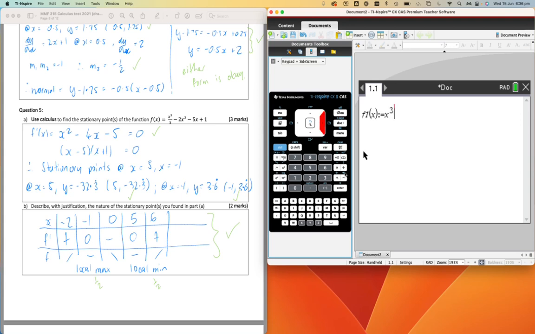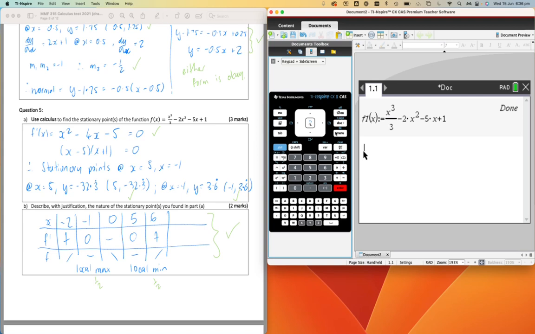divided by 3. Again, you'd have to be asking yourself, wouldn't it be faster just to do it by hand? Answer, reckon, minus 5x plus 1. Boom, that's it. Use calculus to find the stationary points of the function.